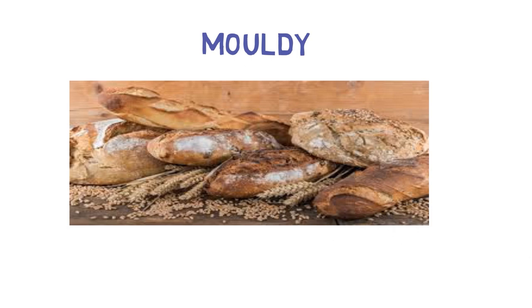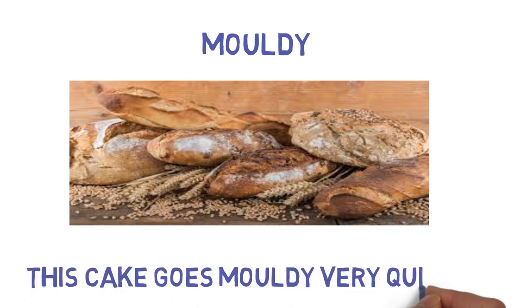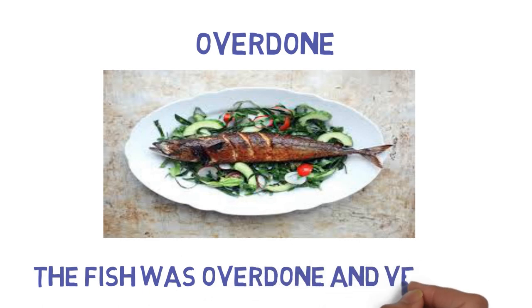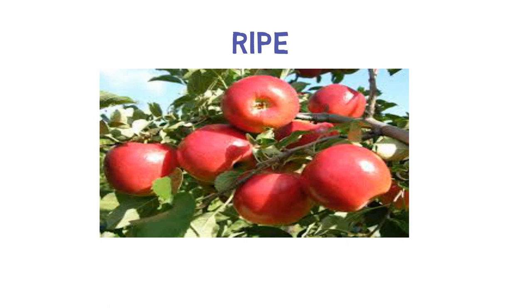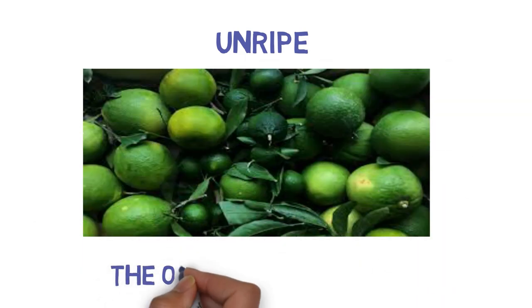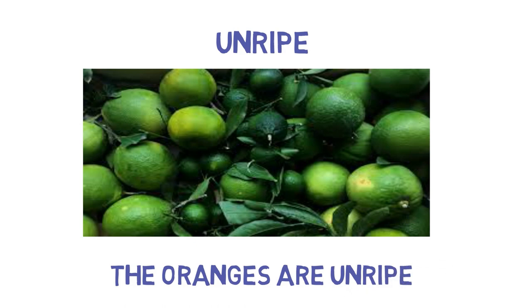Moldy. This cake goes moldy very quickly. Overdone. The fish was overdone and very dry. Ripe. The apples are ripe. Unripe. The oranges are unripe.